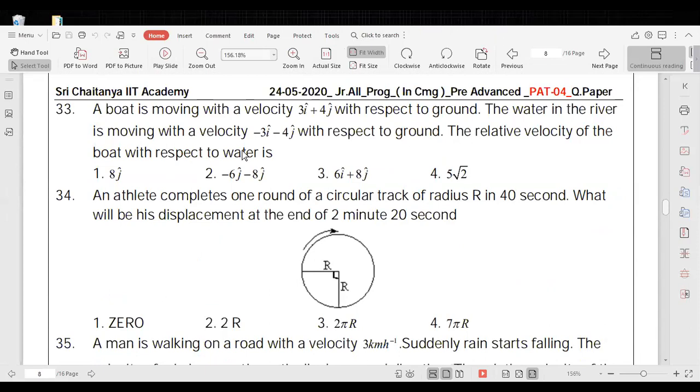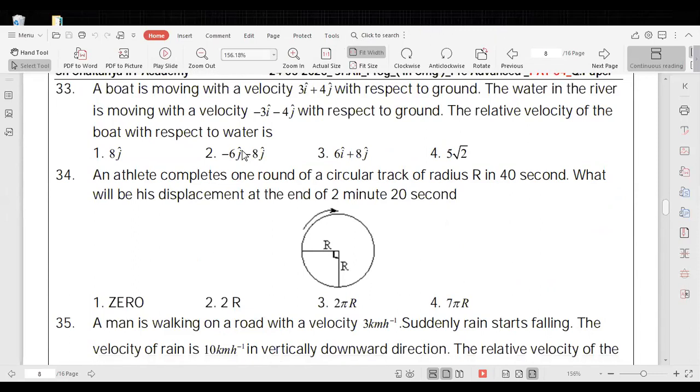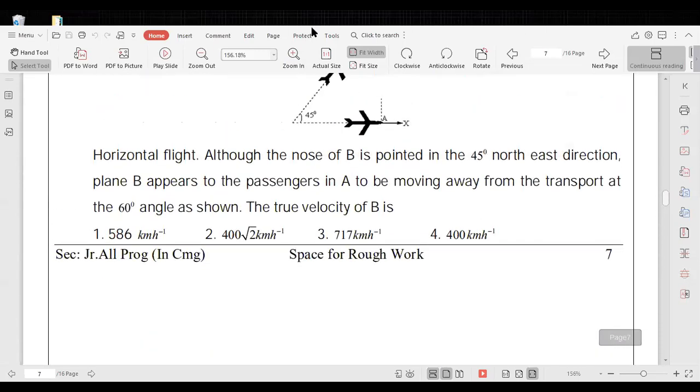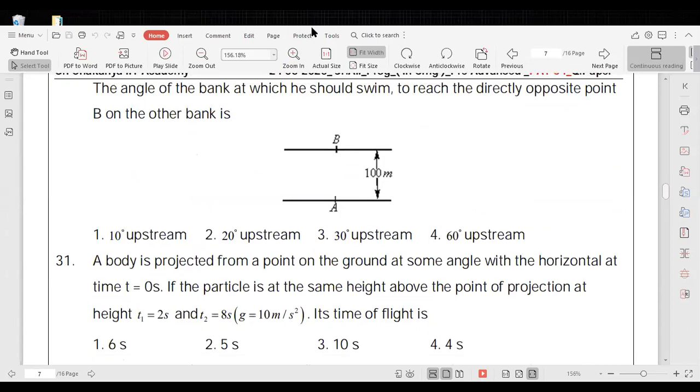Okay, next problem 33, 34, 35. You read the problems. Which problem do you need in this? 31, somebody else asked me. Okay, 31 I will explain first. Shall I raise this one? 31 means previous page only again. Again we come back. Okay, 31 you see.